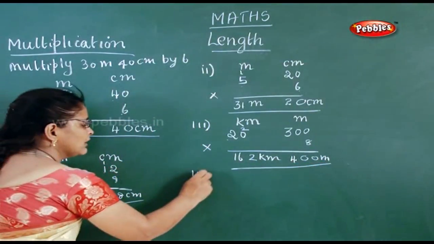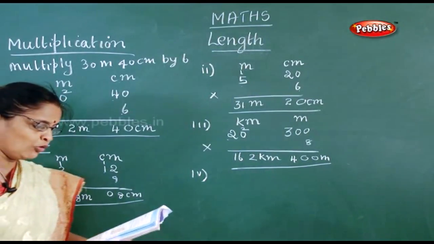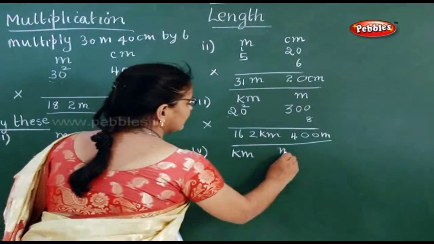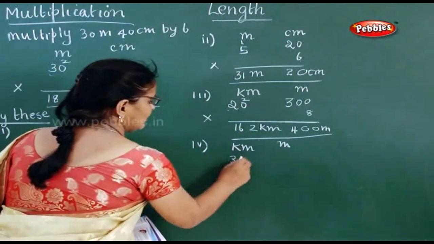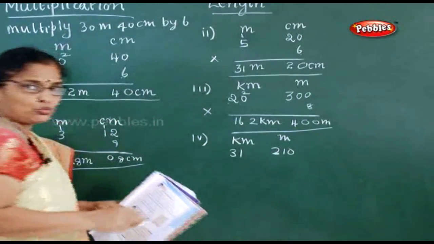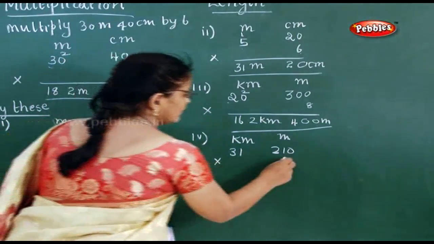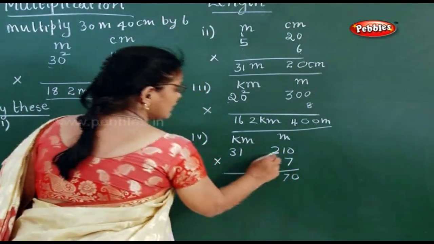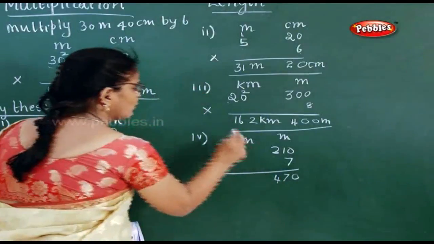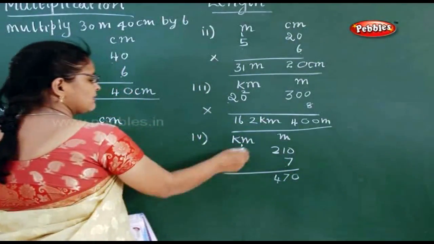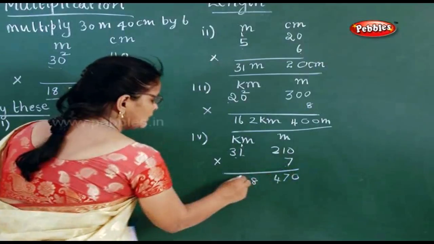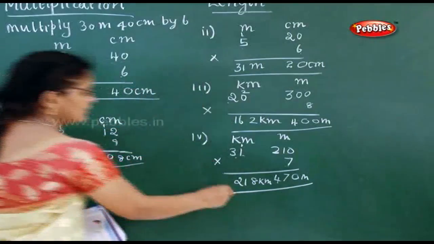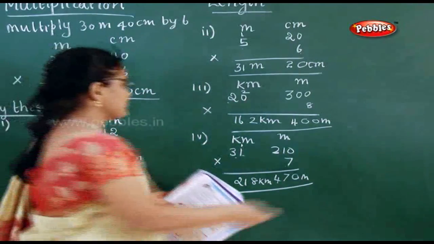Now what is the fourth sum they have given in your book? It is 31 kilometer and 210 meter. Again same, kilometer, meter. 31 kilometer and 210 meter. Multiply with 7. So when you multiply with 7, 0 7s are 0, 1 7s are 7, 2 7s are 14. Now you have to write 1 here. What is 1 7s? 7. 7 plus 1, 8. 3 7s are 21. So you have to write 21 kilometer and 470 meter. Is it clear now?